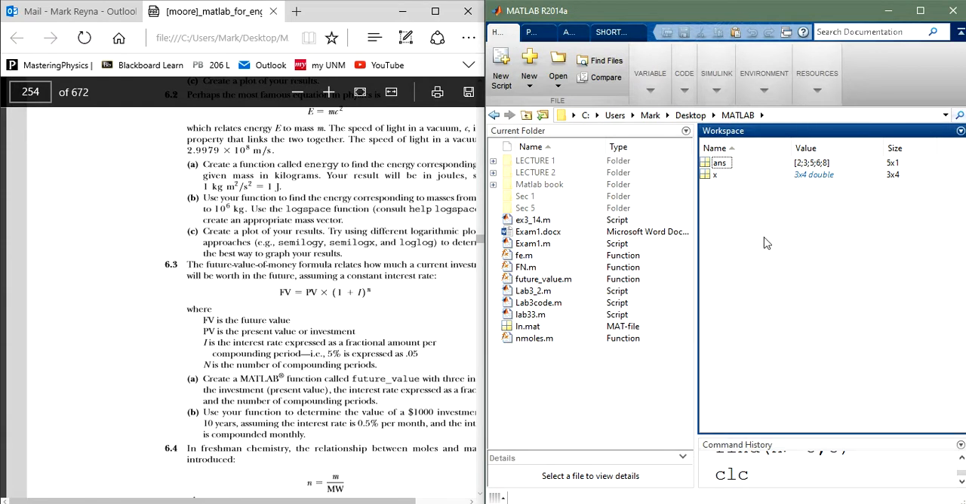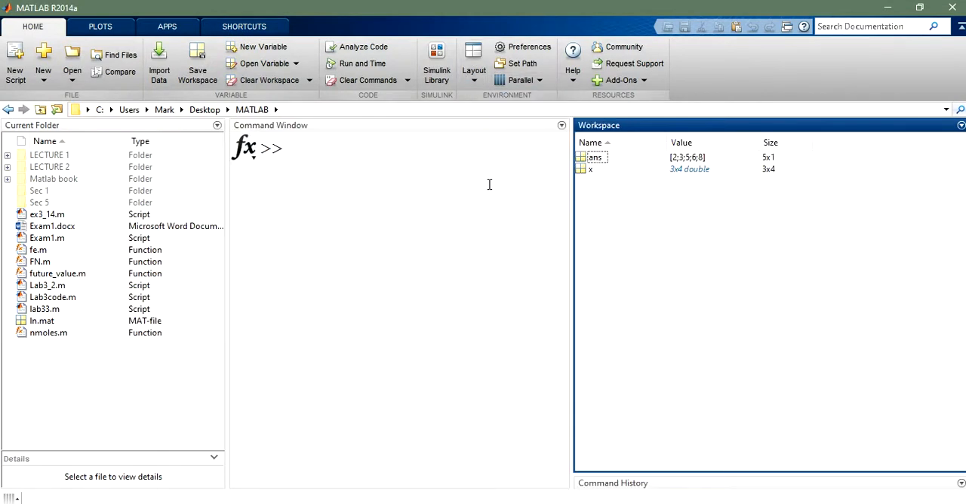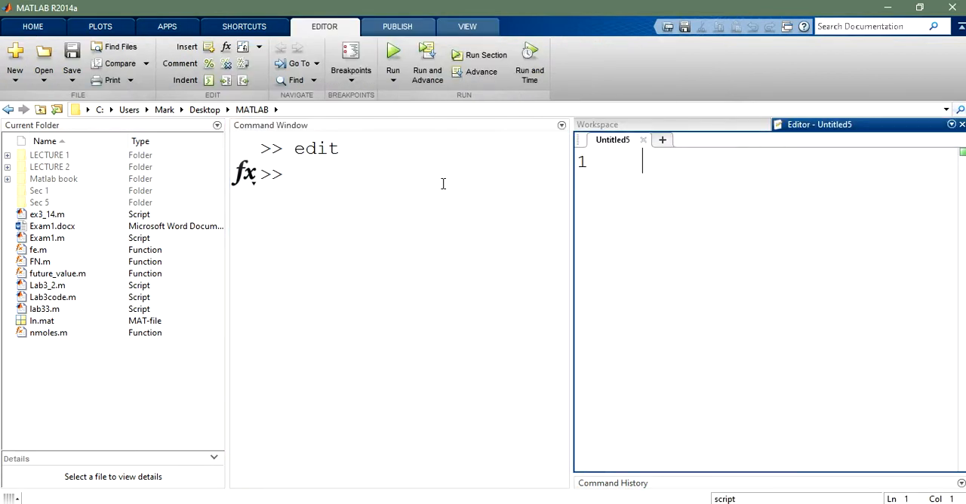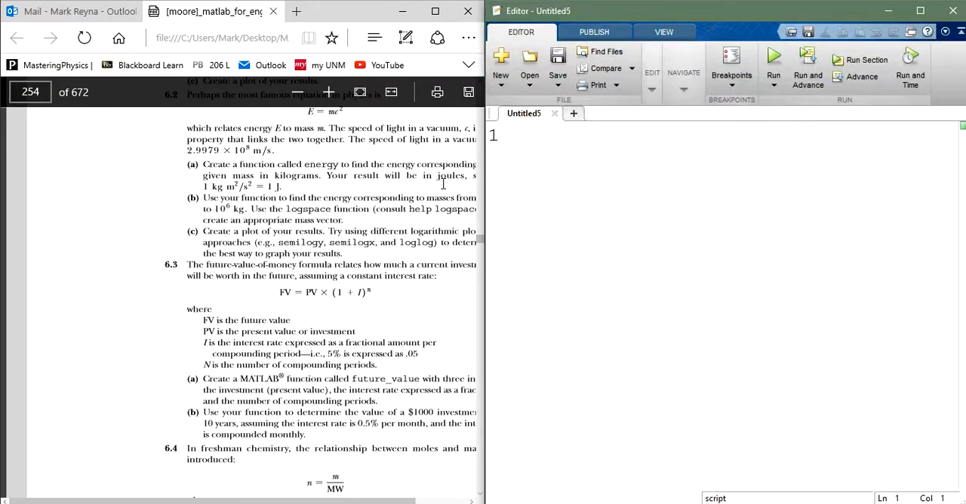Let's open up MATLAB on that side. This is weird. That's not how I like my layout. That's how I like my layout. We're going to open the editor, and we're going to shift everything. I'm going to undock that. I'm going to start on 6.3 right here.